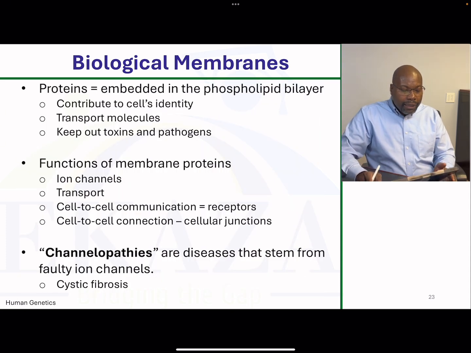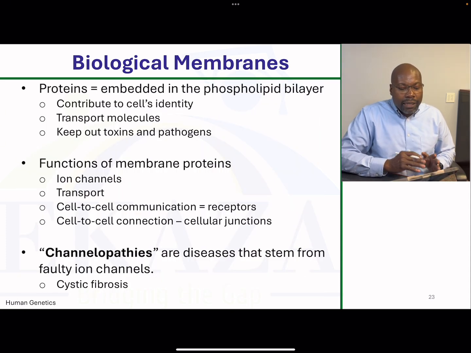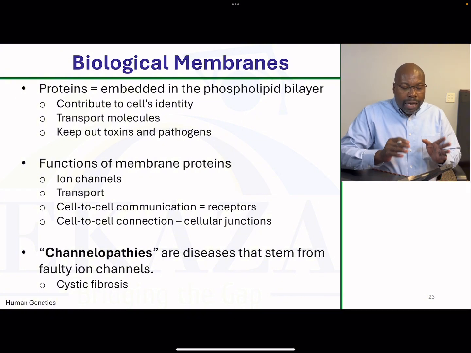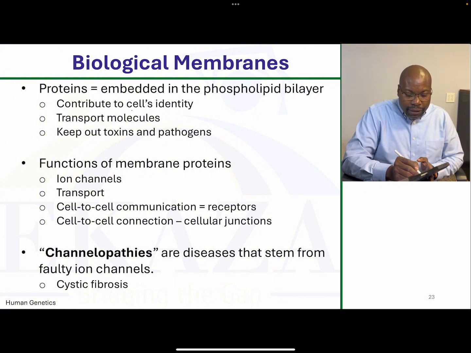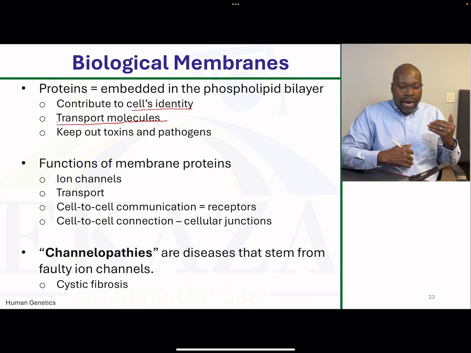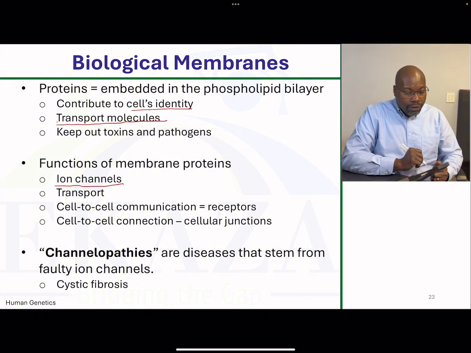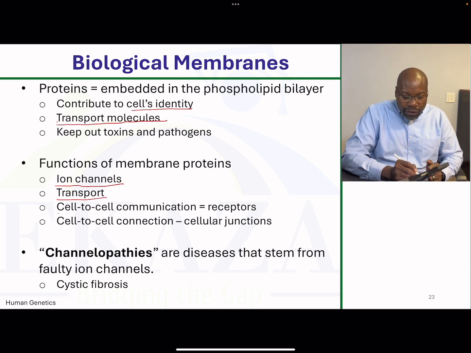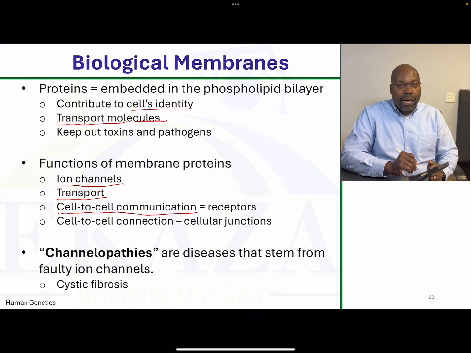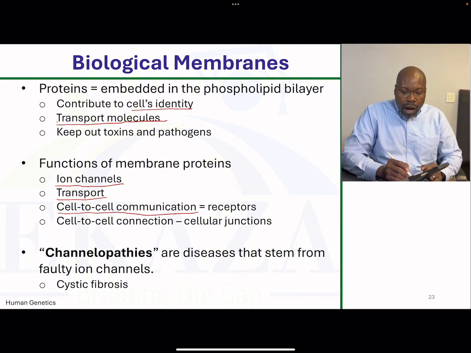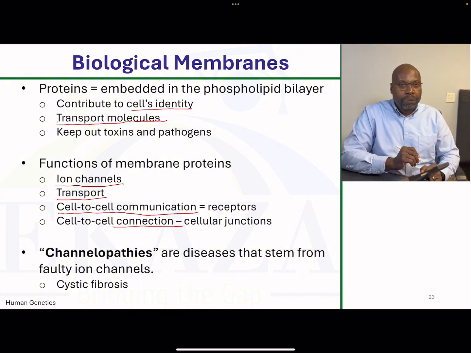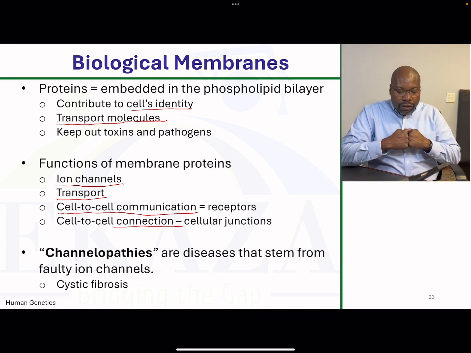Okay. Now, the proteins that are embedded in the plasma membrane, right? They contribute to cellular identity. I want you to remember that. Some of them are essential for transporting molecules in and out, right? Some of them are going to act as channels, some as transport proteins, some are essential for cell to cell communication as receptors, others are for cell to cell connection, right? So that the cells can connect to each other, okay?